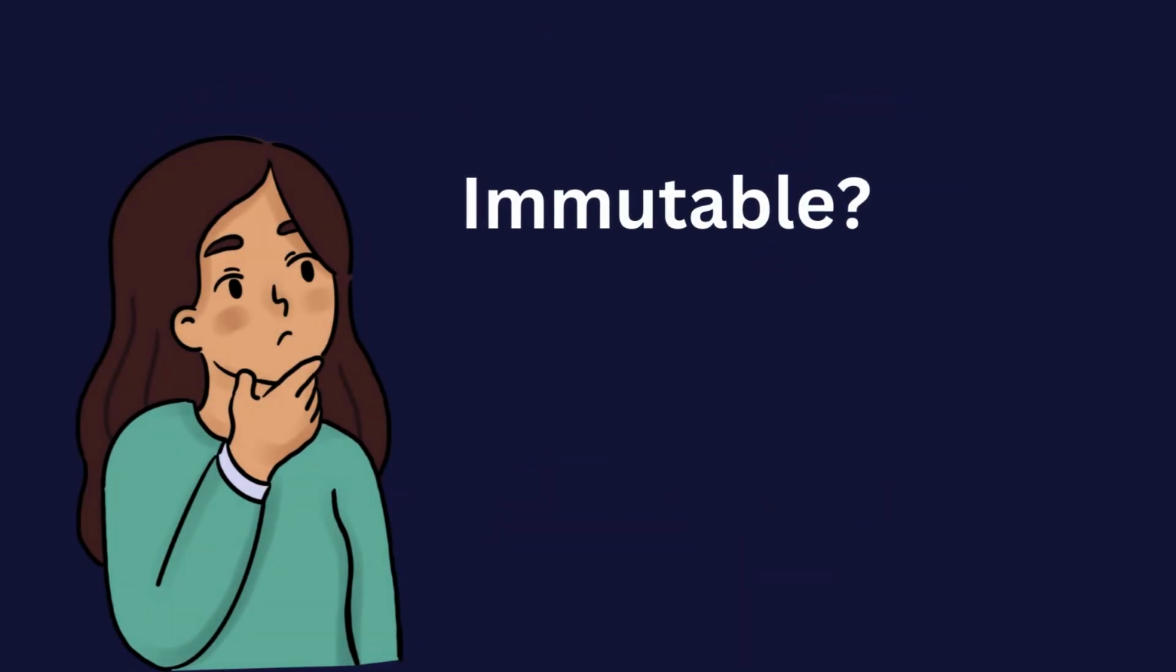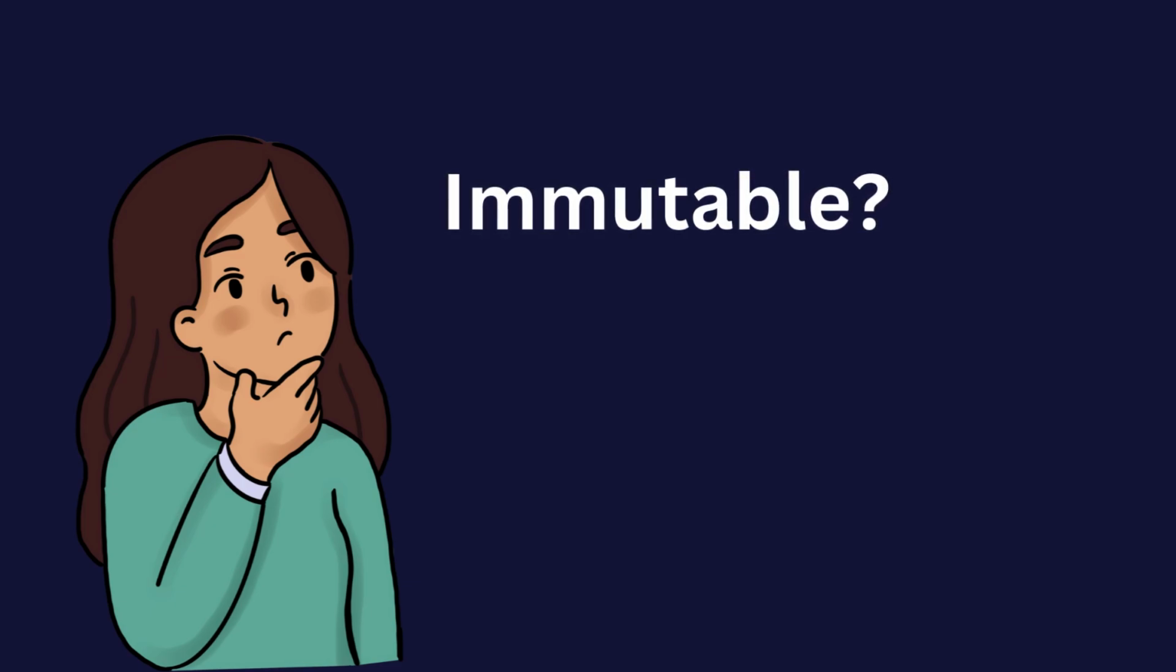Now, here's the big question. What does immutable mean? It just means you don't directly change the original object or array in the state. Instead, you create a new copy of the data with the changes you want, and then update the state with that new copy. Sounds simple, right? But why do we need to do this?